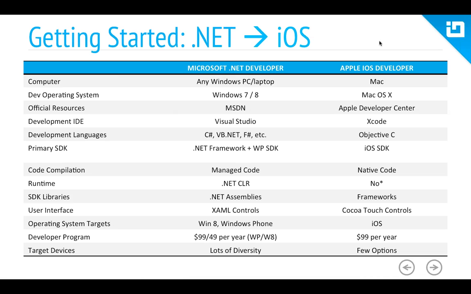And next, in terms of the primary SDK that you'll be using, as a .NET developer, you're actually using the .NET framework, and then you might add additional SDKs on top of that, like the Windows Phone SDK. As an iOS developer, the SDK is simply called the iOS SDK.